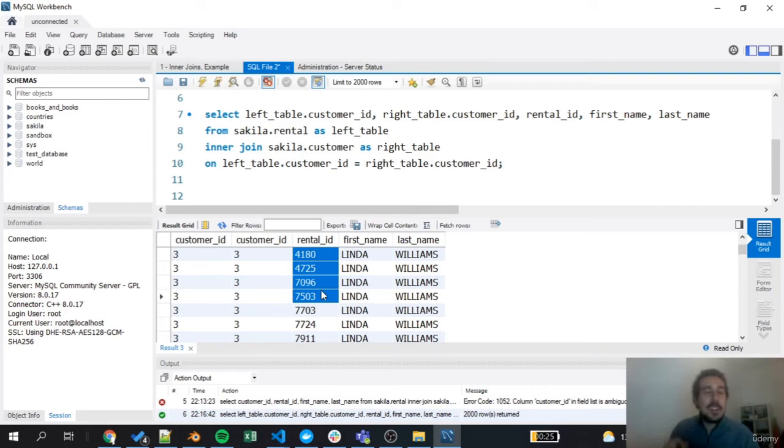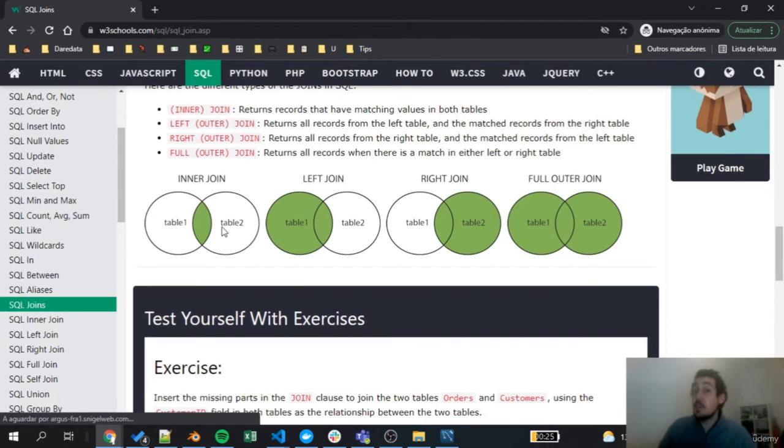Now, what exactly is an inner join? I think one of the best images to explain it is this image right here. This is from W3Schools, a really cool website. If you check, an inner join is a join that only brings the values or the rows that are matched in both tables.